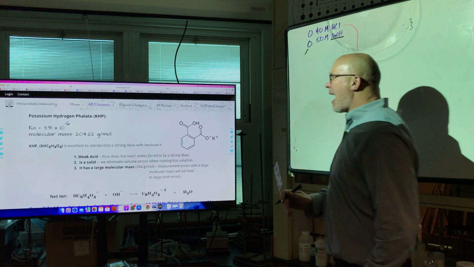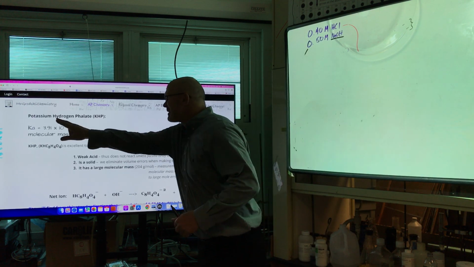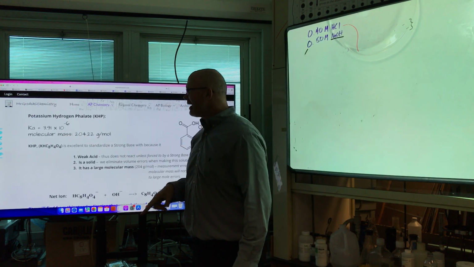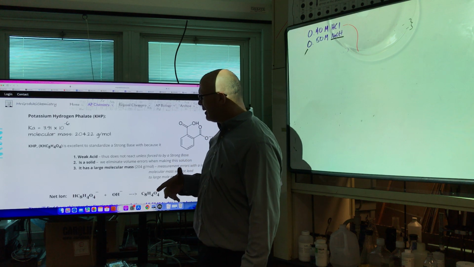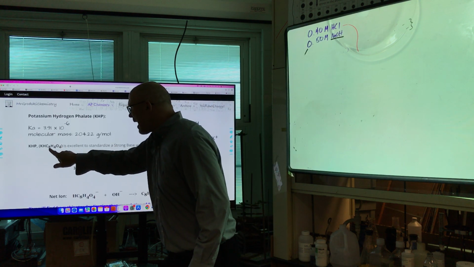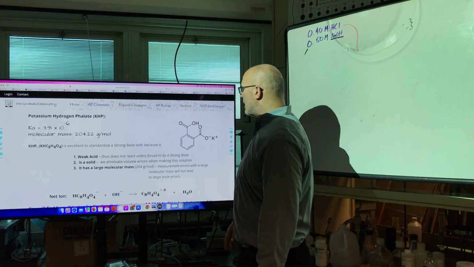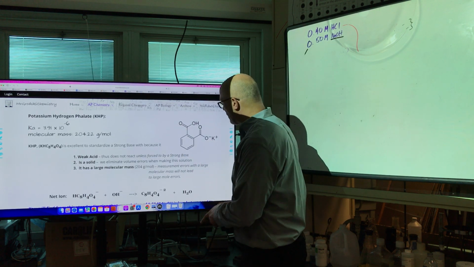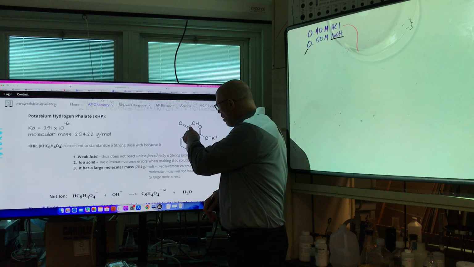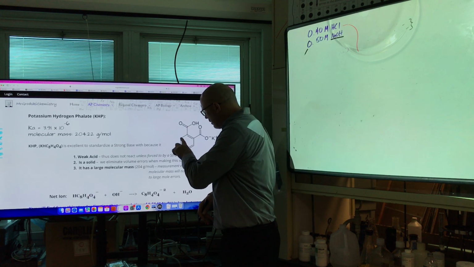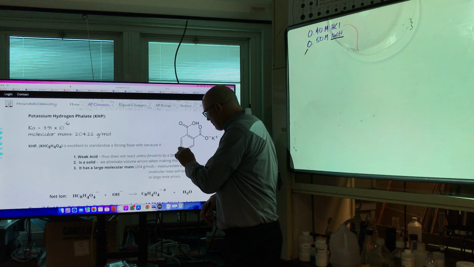So, KHP is potassium hydrogen phthalate. It's kind of a weird looking chemical, KHC8H4O4. It's an organic compound. For those who are not used to looking at that, these are carbons in the corners, leaving out the H's. This is the carbon backbone.